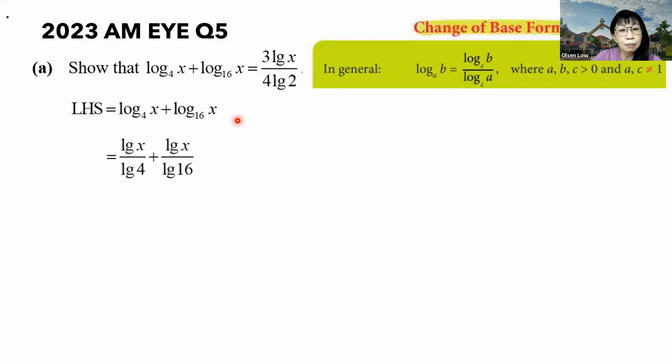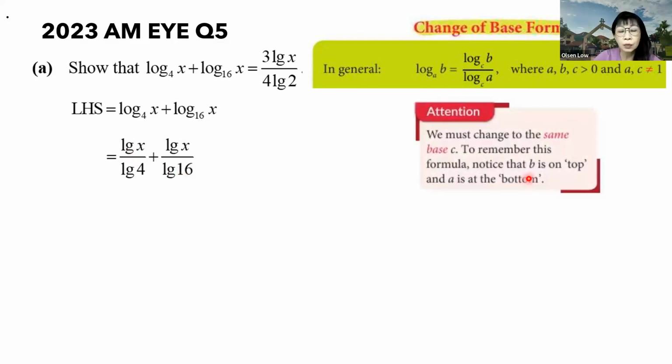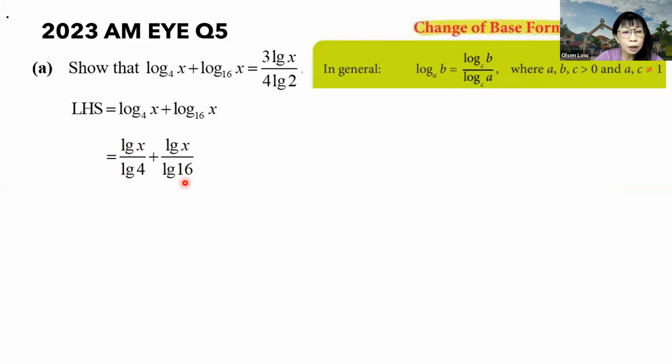Now, over here, I choose to change base. I choose to change to base 10, so I just write lg. So lg x over lg 4. Again, if we look at the formula, we want to change to the same base. When I change to the same base, the numerator and the denominator are both base 10. Similarly for the second log function, from base 16, I change to base 10. With this, let's continue.